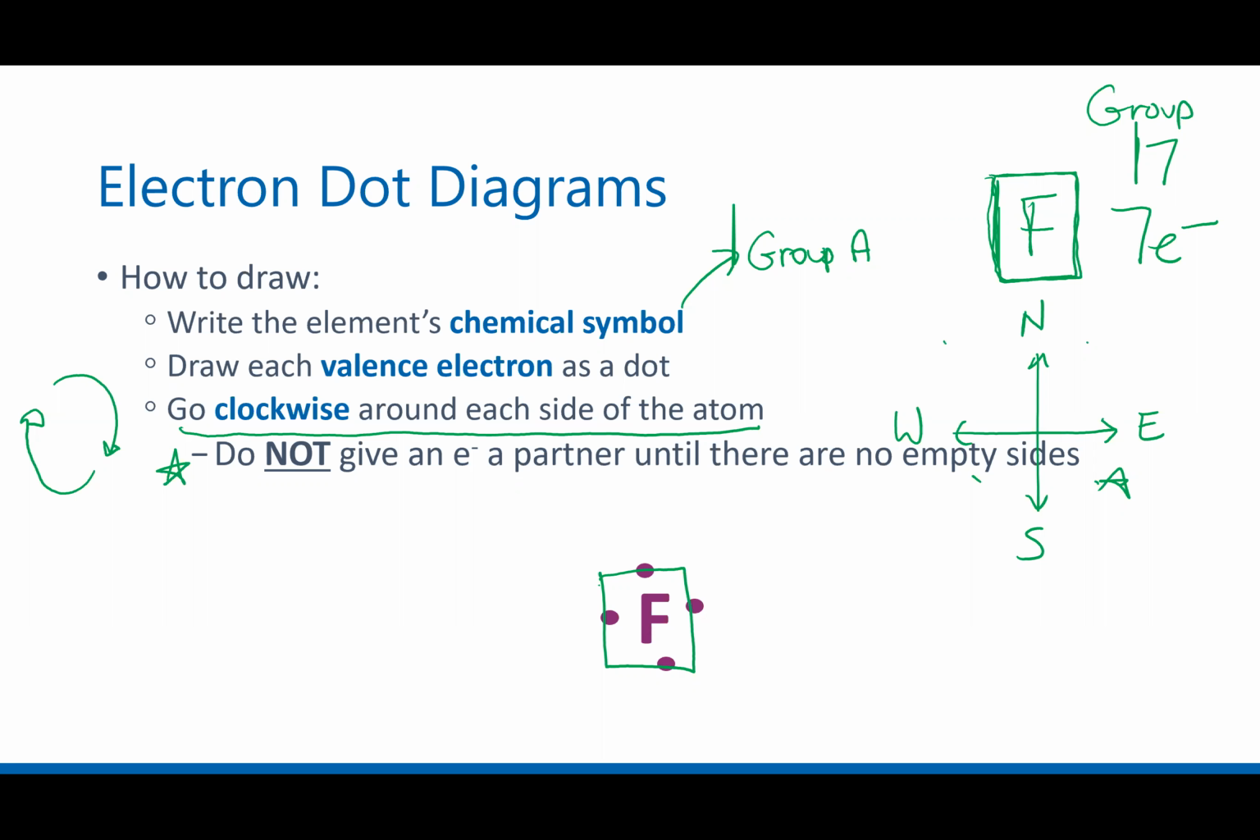I still have 3 electrons though. Fluorine has 7, so I still have 3 left. Look at where the 5th one goes. I start over at the top. So 5. Now I continue going 6, 7. And there it is. That is my electron dot diagram.